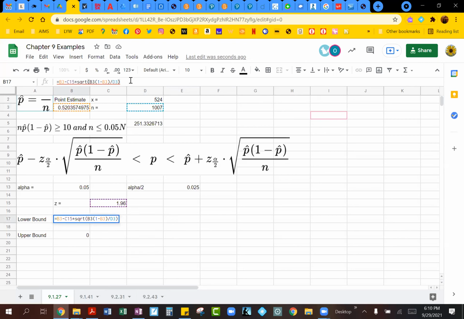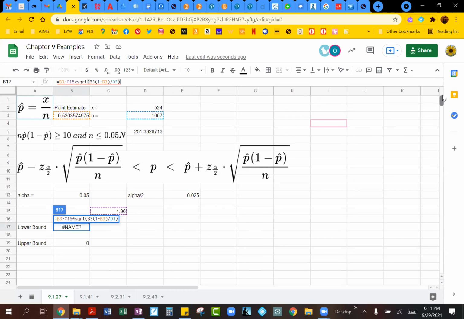And why did it not calculate? Unknown function B3. Is this guy on B3? Yeah, that's B3. Okay, I'm not sure why it is not accepting that cell, so I will just go ahead and put in 0.520 for now.